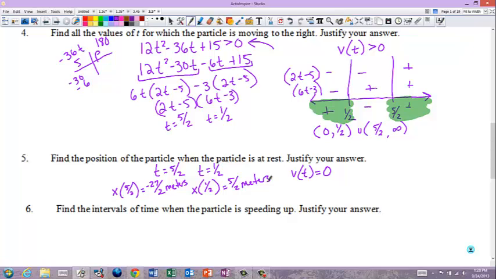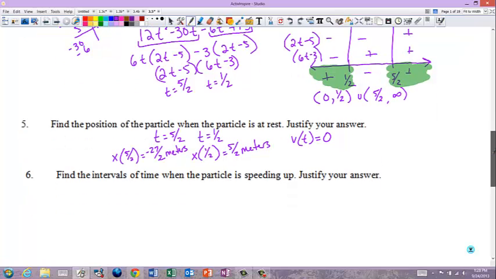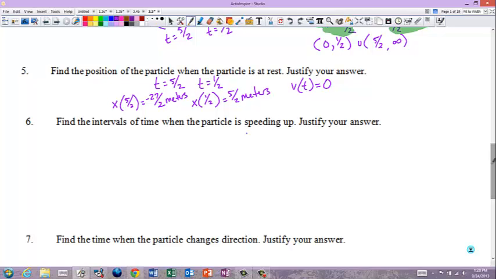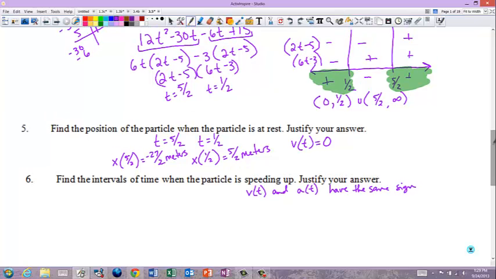Find the intervals of time when the particle is speeding up. Now, the particle is speeding up when velocity and acceleration have the same sign. So I have my formula for velocity, okay? This is my velocity sine graph right here. So I'm just going to go ahead and bring it down because I know that's 1/2. That's 5 halves. It's positive, negative, positive. And I need to find my acceleration.